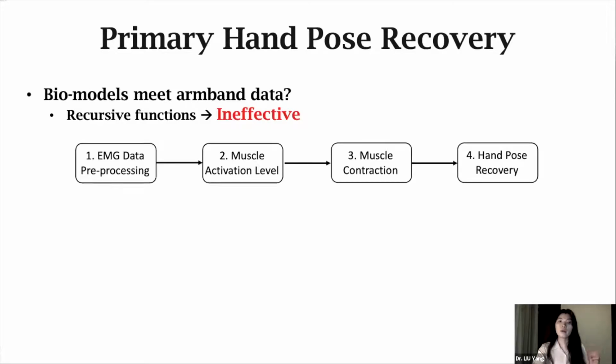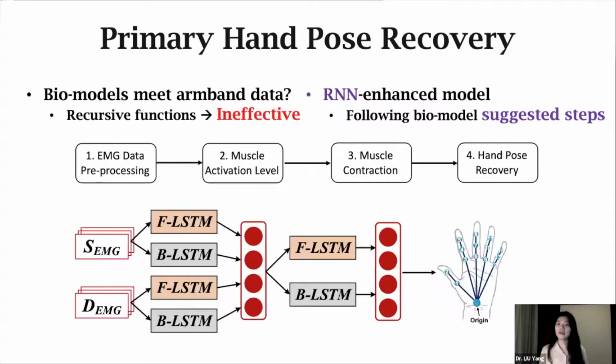However, the biomedical model provides 4 suggested steps to track the human hand with physical meaning. So in our work, we utilize an RNN to enhance the biomedical model, because the RNN can extract the complicated time dependency from the input signals. From this model, we can estimate the positions of 14 skeleton joints, and this model assumes the wrist cannot move.